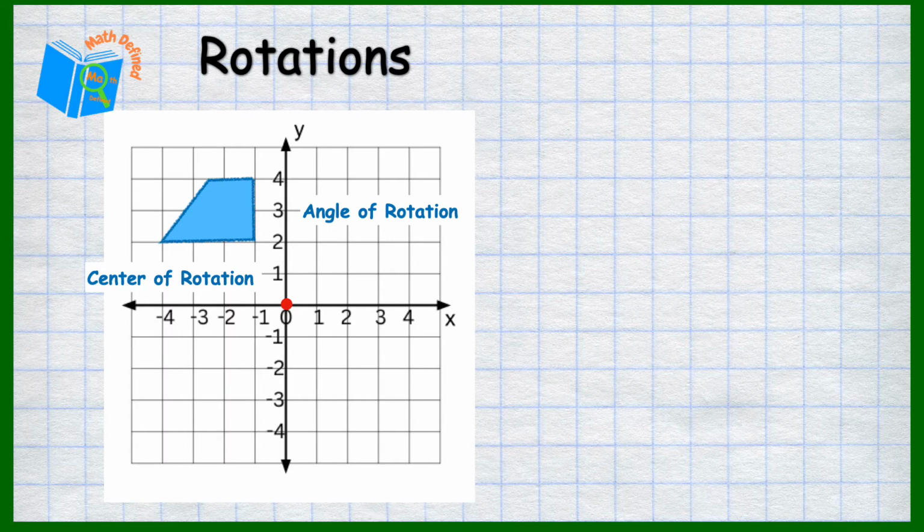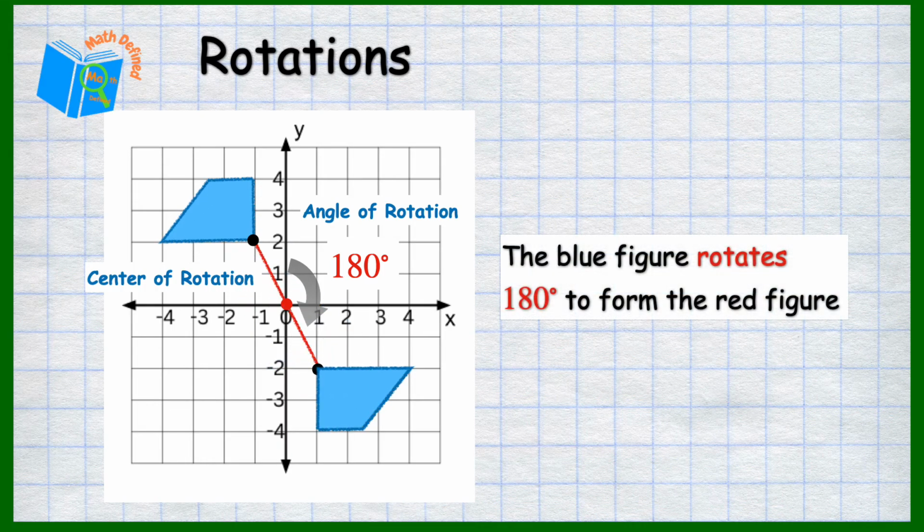If you rotate this blue trapezoid 180 degrees about the origin, the new image will be the same shape turned upside down. The blue figure rotates 180 degrees to form the red figure, which we call the image.